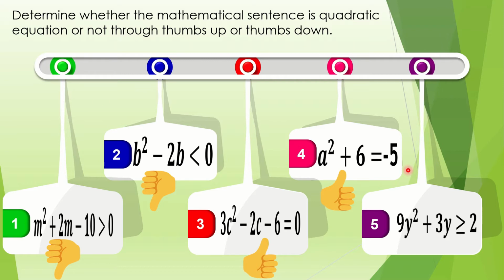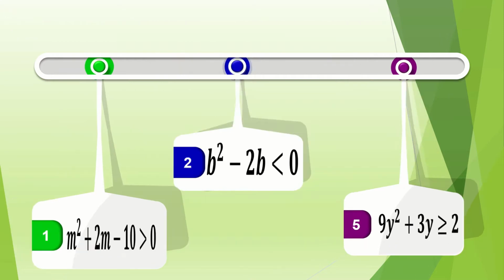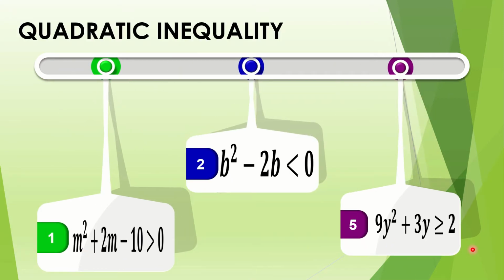Let us have the last one. 9y squared plus 3y is greater than or equal to 2. Yes, thumbs down. Same with number 1 and 2. It uses the greater than or equal sign here, which is not in the condition of a quadratic equation. Actually, numbers 1, 2, and 5 are what we call quadratic inequalities. And that is our lesson for this video.